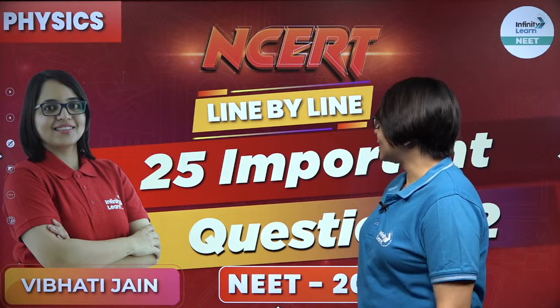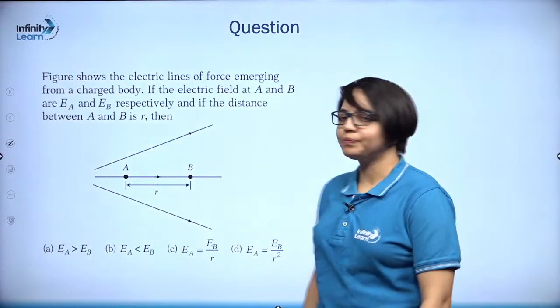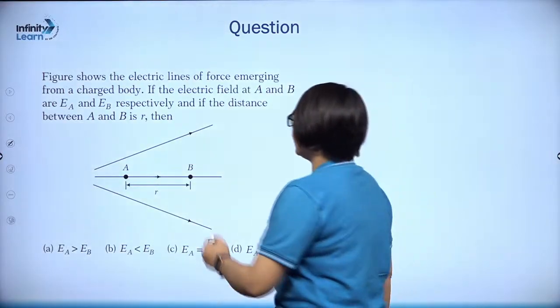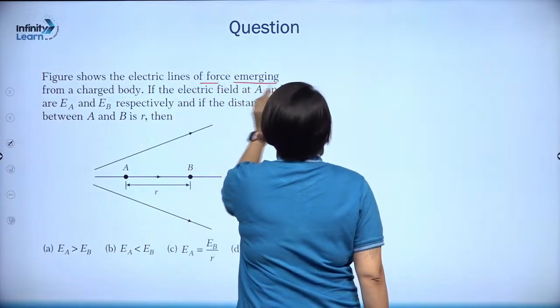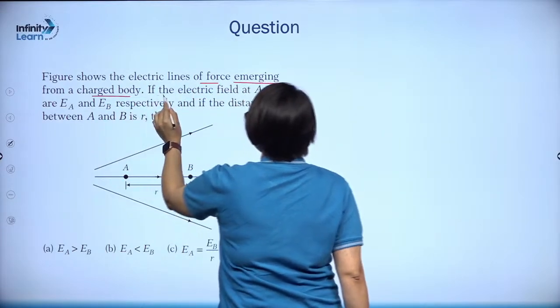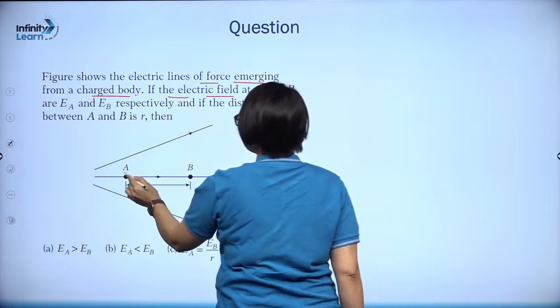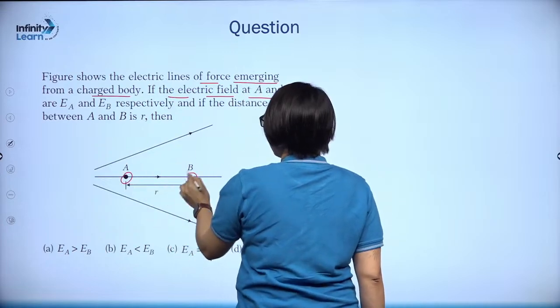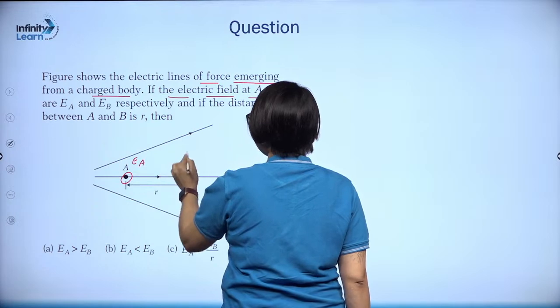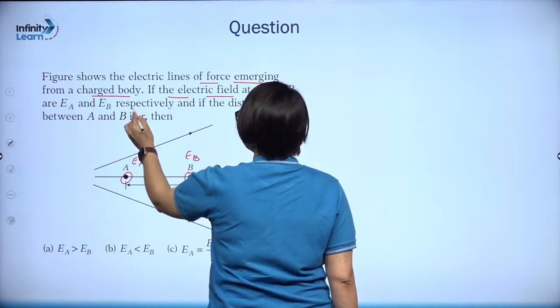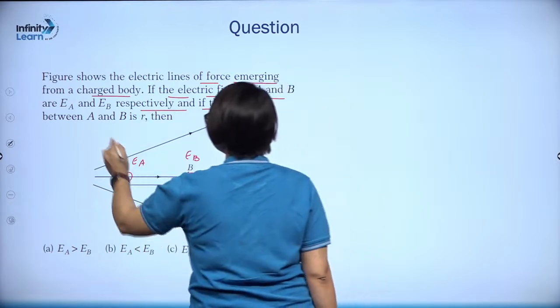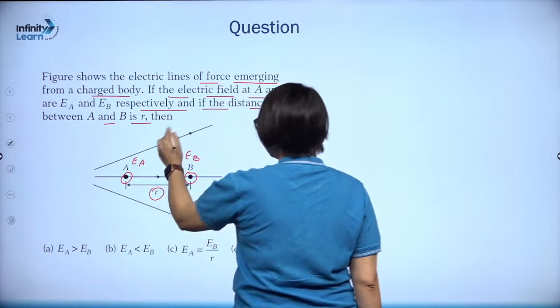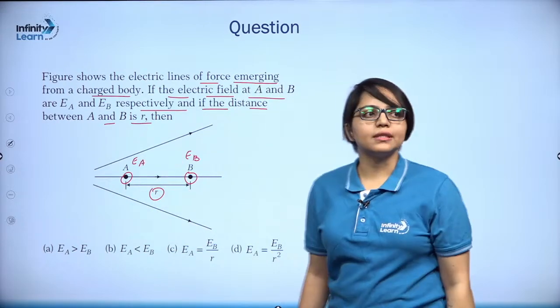Alright, so guys, let's start with question number 1. Figure shows the electric lines of force emerging from a charged body. If the electric field at point A and point B are EA and EB respectively, and if the distance between A and B is R, then which of the following options is correct?